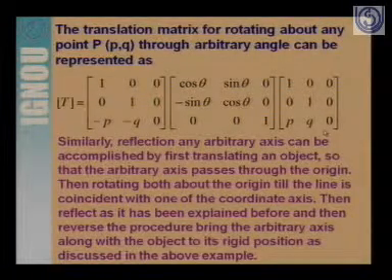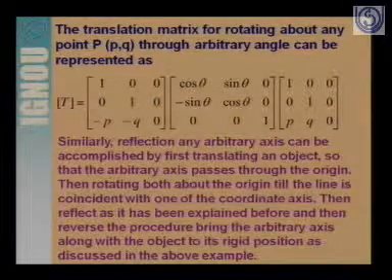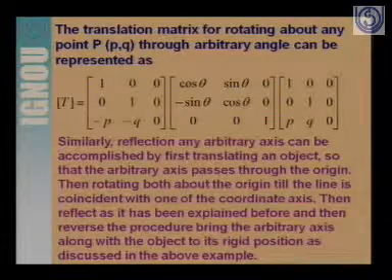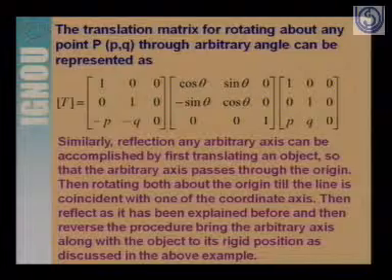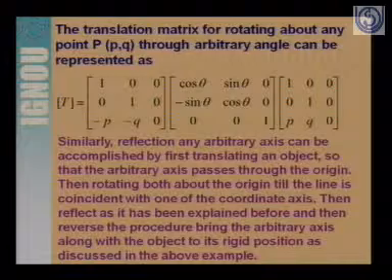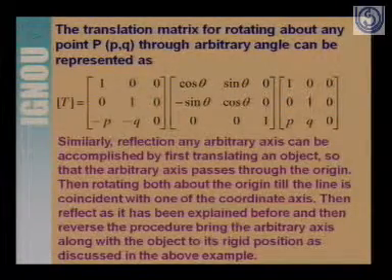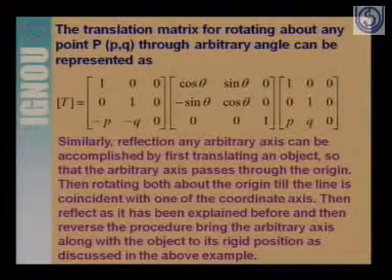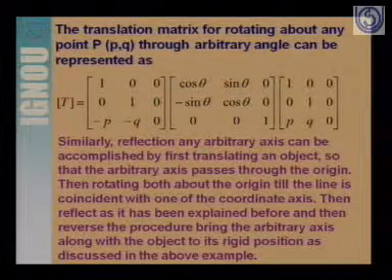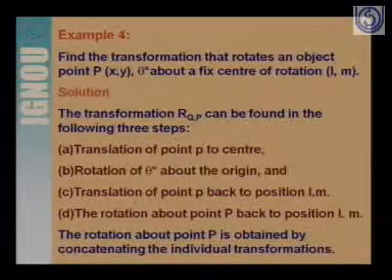Similarly, reflection about any arbitrary axis can be accomplished by first translating the object so that the arbitrary axis passes through the origin, then rotating both about the origin till the line is coincident with one of the coordinate axes, then reflecting as explained before, and then reversing the procedure, bringing the arbitrary axis along with the object to its original position, as discussed in the above example.